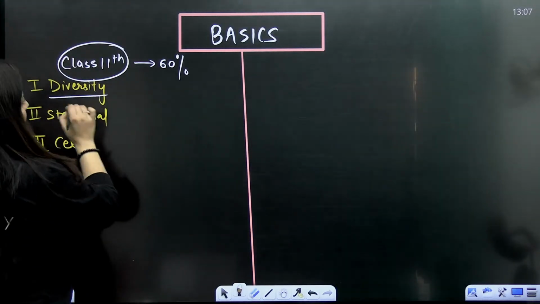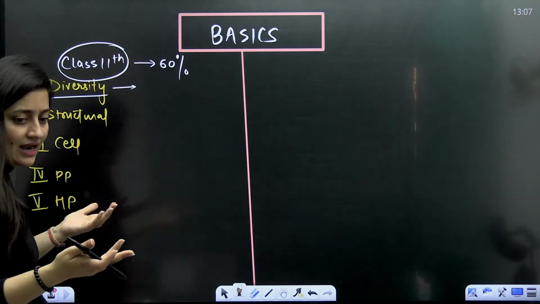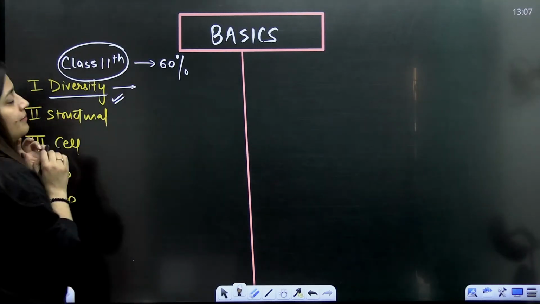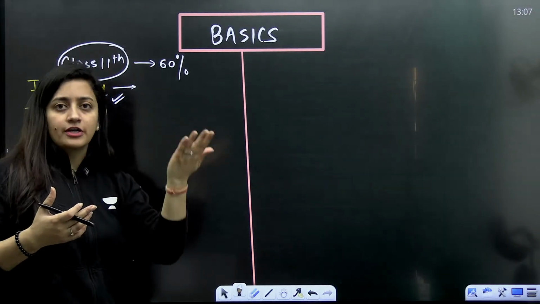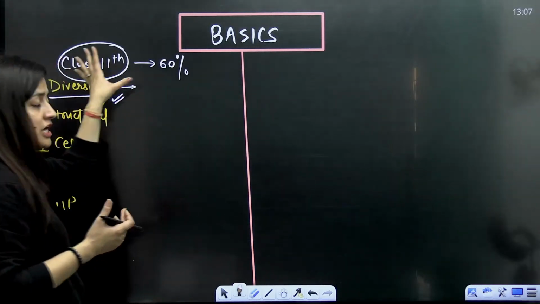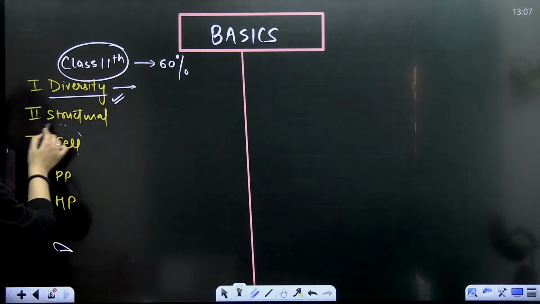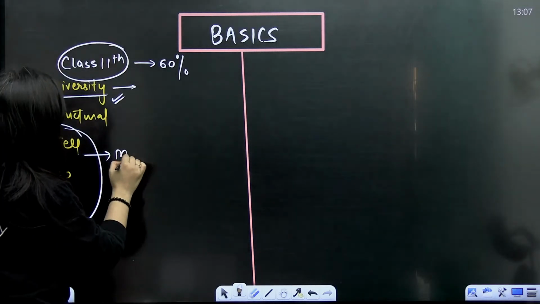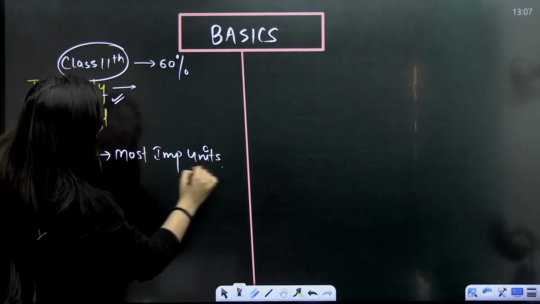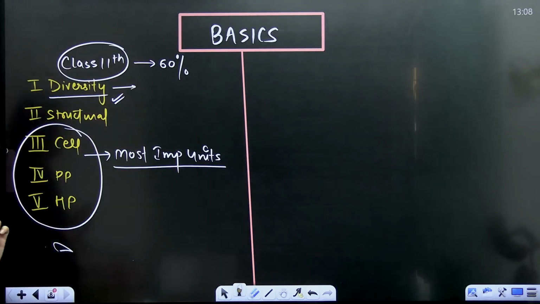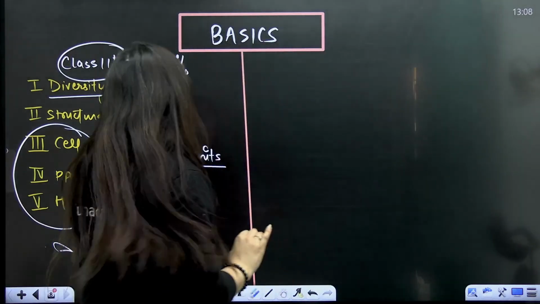So diversity, in this unit there are a few things that you have to understand, but mainly there are things which you have to remember. Examples, right? Here we have living world, biological classification, plant kingdom, animal kingdom, 4 chapters. All these units are important, but out of all that, these 3 units are the most important units, which you cannot skip at all.